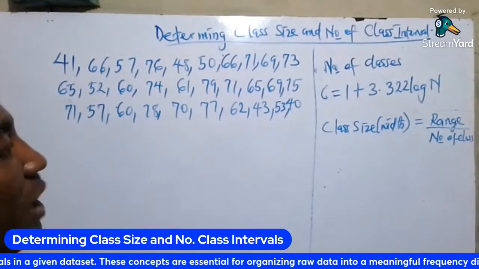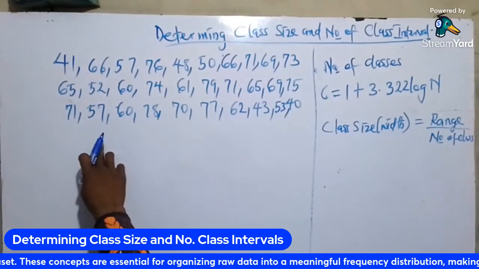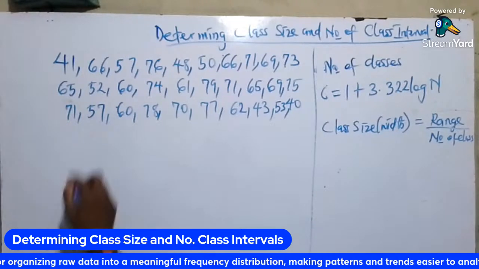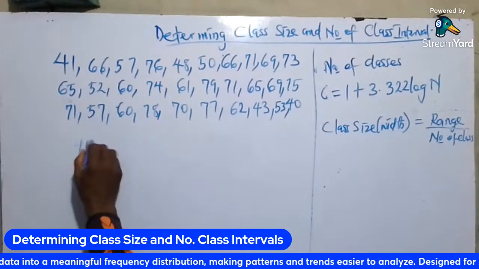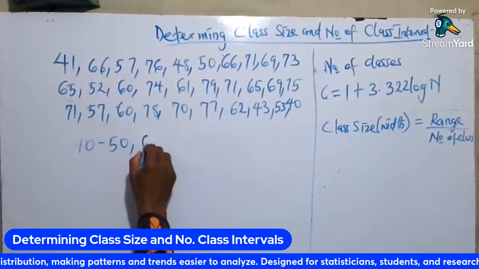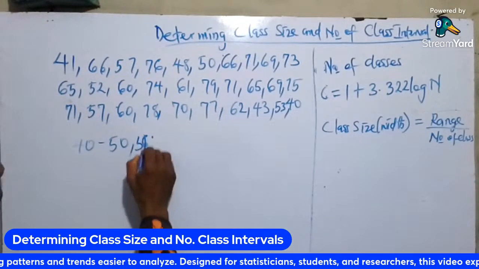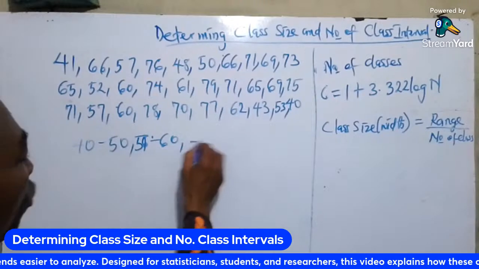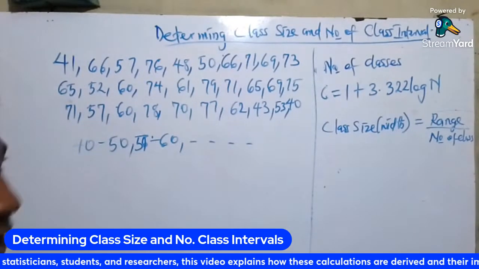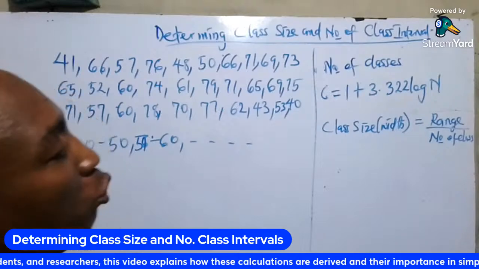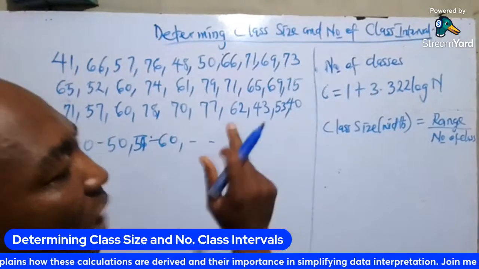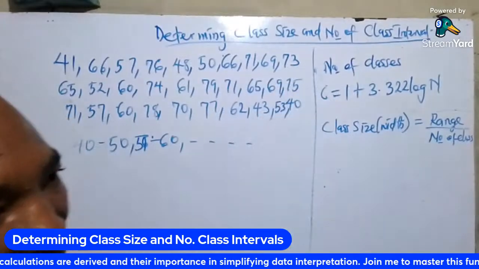Because some examining bodies may decide not to give you the class interval. Some can even say from 40 to 50, from 51 to 60, and they put a comma like that, so you definitely know the next one will be 61. Yes, because they have been able to use the formula to determine the class size, and they as well know the number of class intervals.